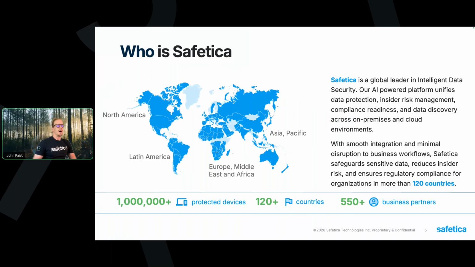We operate around the globe, as you can see with this image of the Earth. All of the darker blue sections are areas where we are deployed and where we have clients, so we capture a large majority of that. We've got over 1 million protected devices around the world in 120 plus countries, and many business partners that we work with as well. That's the quick spiel of who we are. You can find more information on us on our website at safetica.com, but either way, this is a quick rundown of who we are and what we are doing.